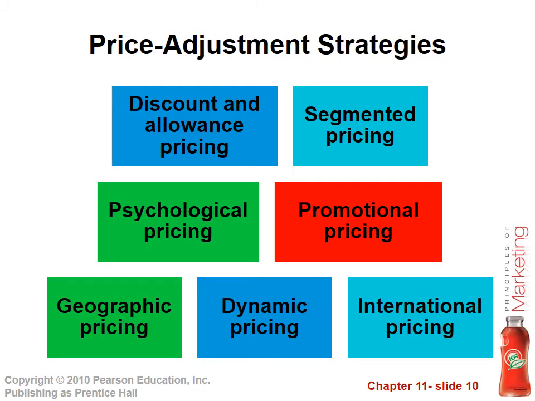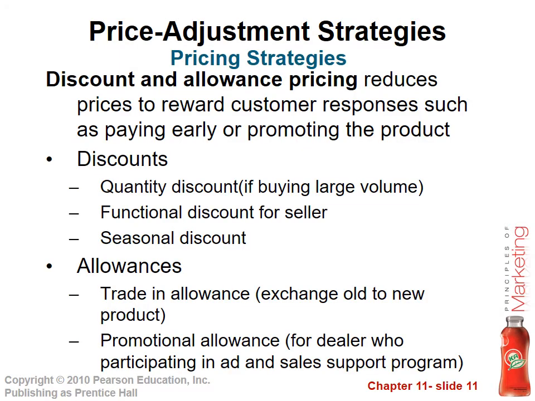The next one is the price adjustment strategy. The point of price adjustment strategy here is to give some kind of adjustment when you have already fixed your price. But based on the condition or situation, sometimes you have to make adjustments. Just for example, you give discount or allowance pricing in order to attract people's interest in your product. And then the others are segmented pricing, psychological pricing, promotional pricing, geographic pricing, dynamic pricing, and the last one is international pricing.